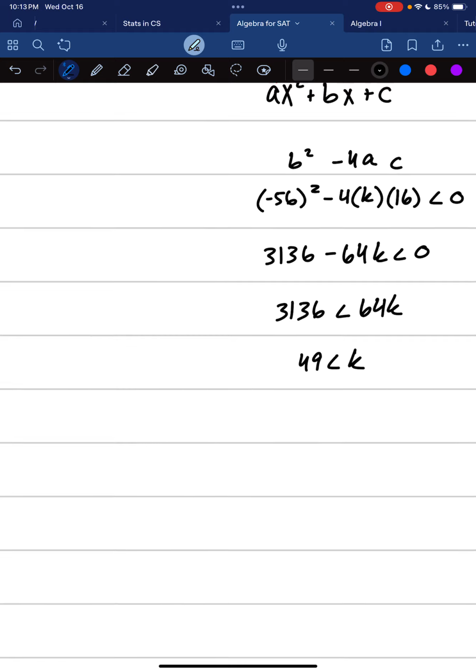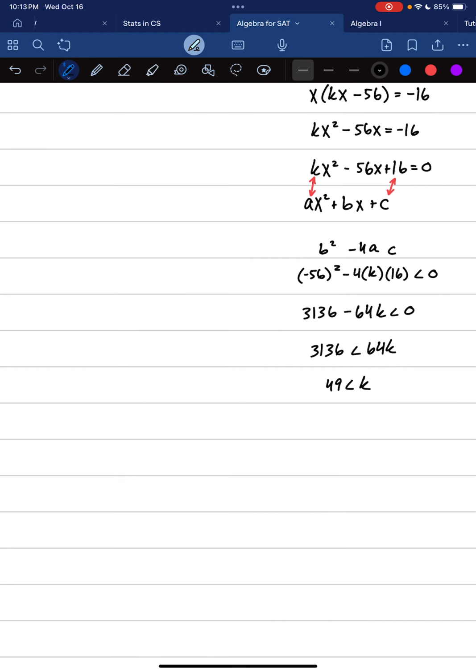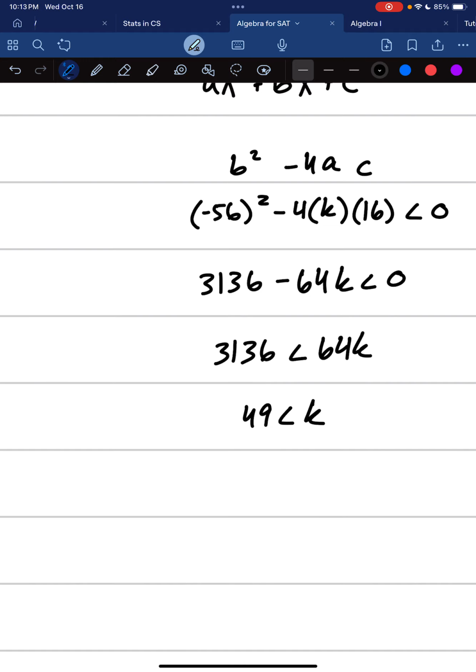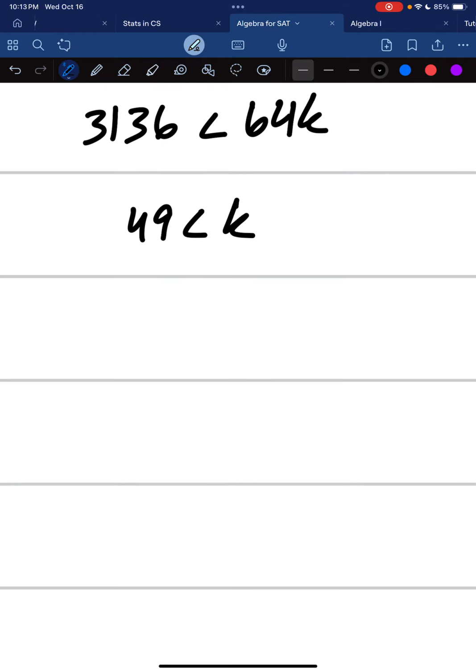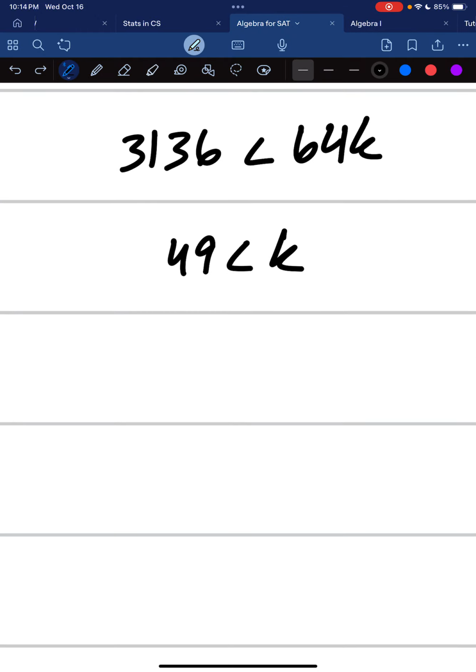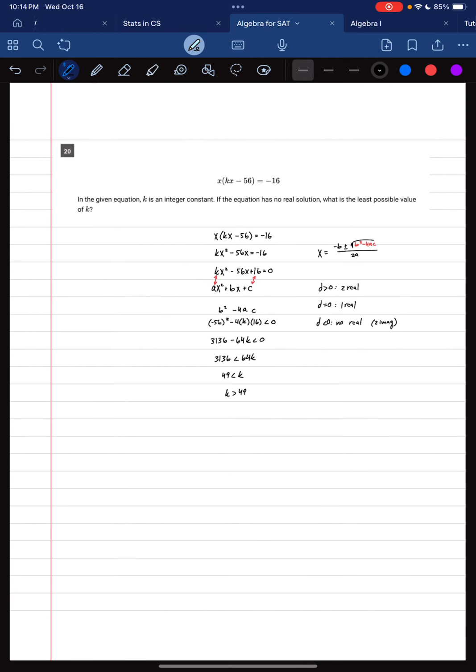So now I know that for my discriminant to be less than 0, my k value needs to be greater than 49. Another way of saying 49 is less than k is that k is greater than 49. So for this discriminant to be less than 0, and for there to be no real solutions, k needs to be greater than 49. So it could be any value greater than 49. It could be 50, it could be 100, it could be 1000. It just needs to be greater than 49.